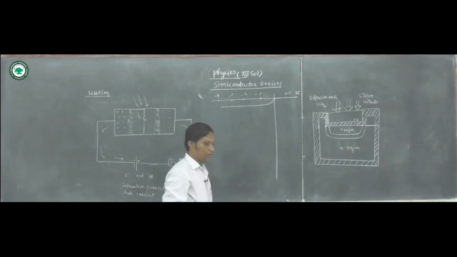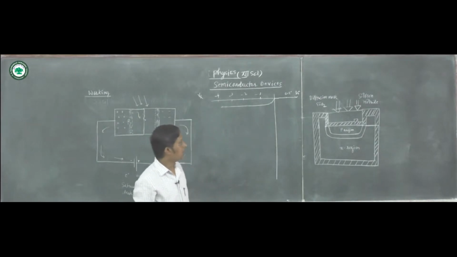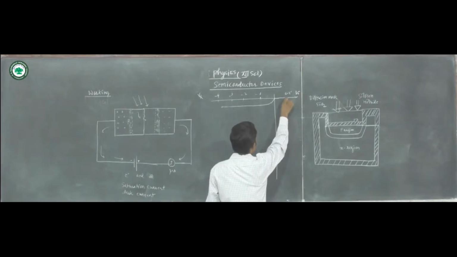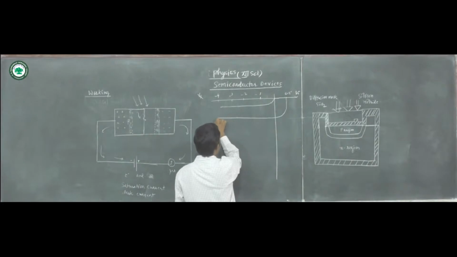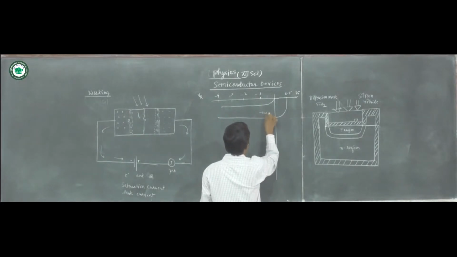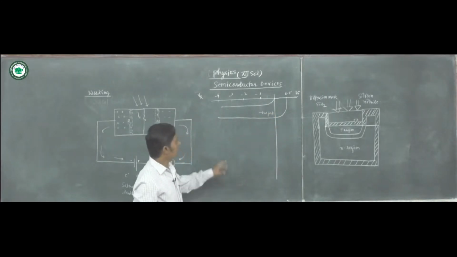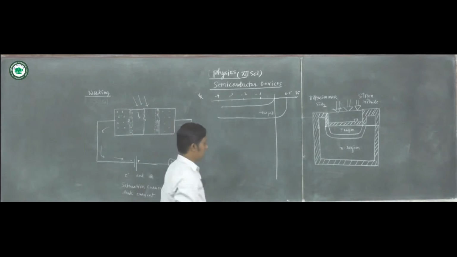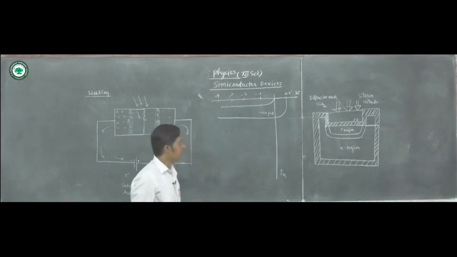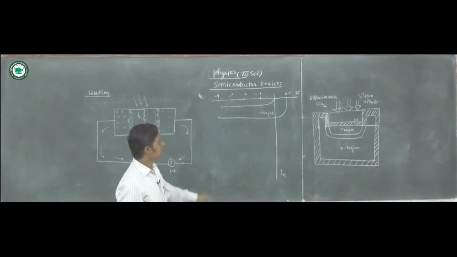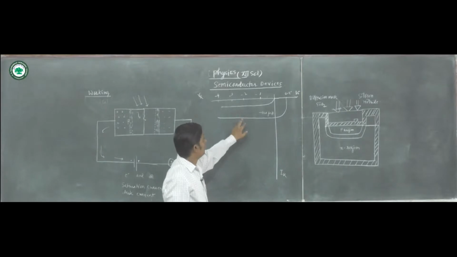And when different intensities are applied, let us suppose for the first intensity it gives the current -100 microampere. This output current, the saturation current, we are plotting in a reverse direction. This saturation current is constant for the different values of the voltages.